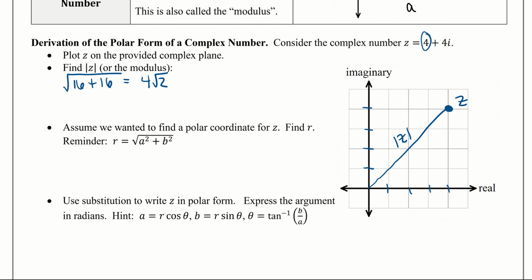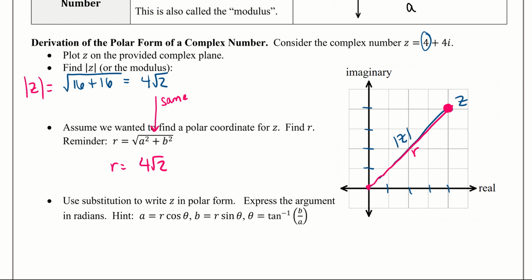If I wanted to find a polar coordinate for z, I would start by finding r. And what we would find out, essentially, r, remember, is the length from the origin to a point. And so the absolute value of z, or the modulus of z, could also be called that radius r. So it's the same thing. Instead of using x and y, we're using a's and b's, but it's the same thing. And so r is 4 root 2, just like the absolute value of z, or the modulus of z, is 4 root 2.